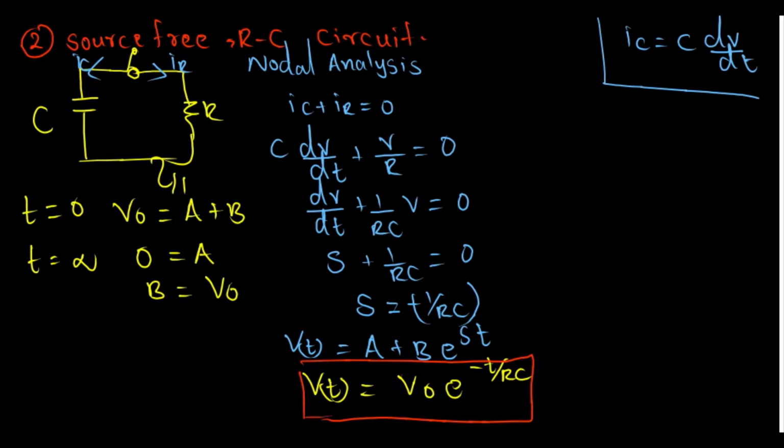The next thing we need to do, the third circuit, is the step response of an RL circuit. Step response of an RL circuit means there is a voltage source between the resistor and the inductor.